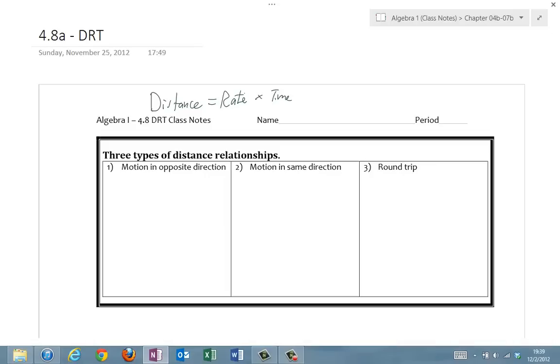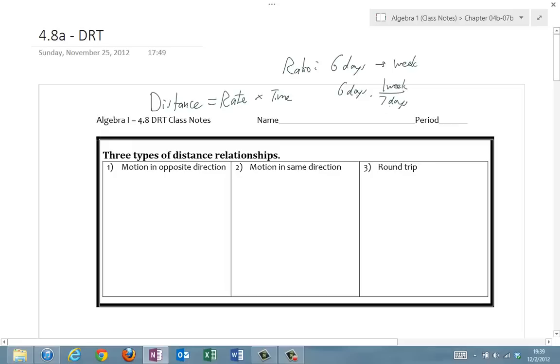We canceled units. I don't know if you remember back when we did the ratio, and we had problems like take 6 days and change it over into weeks. How many weeks is that? And we could say 6 days times 1 week over 7 days, and we would cancel out the word days by putting the 6 days over 1. And we know that that's 6/7. Now, this wasn't the most complicated example, but it's an idea of what we're doing here.